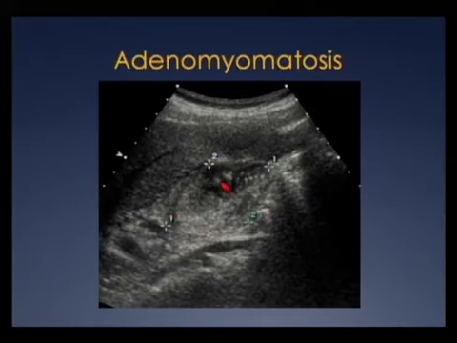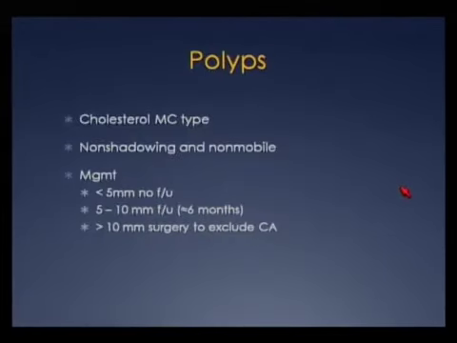Here's the gallbladder. It's just filled with multiple echogenic foci, lots of ring down artifact, adenomyomatosis filling the gallbladder. Now, polyps, gallbladder polyps, cholesterol polyps are the most common type. They do not shadow and they are not mobile. And the management, basically, nobody really cares about polyps less than 5 millimeters. We don't follow these patients up.